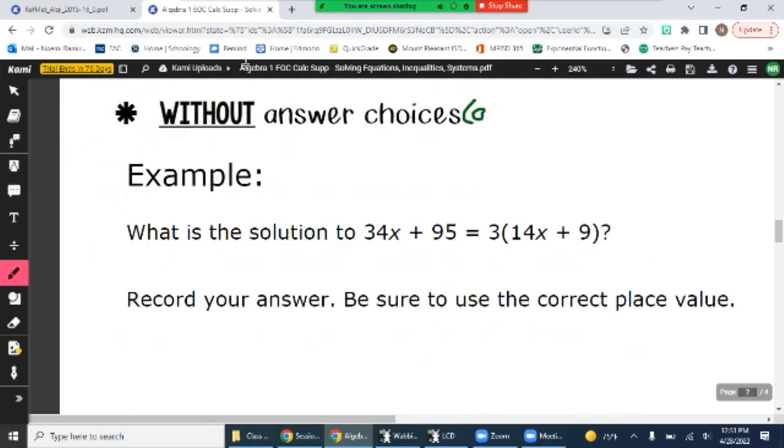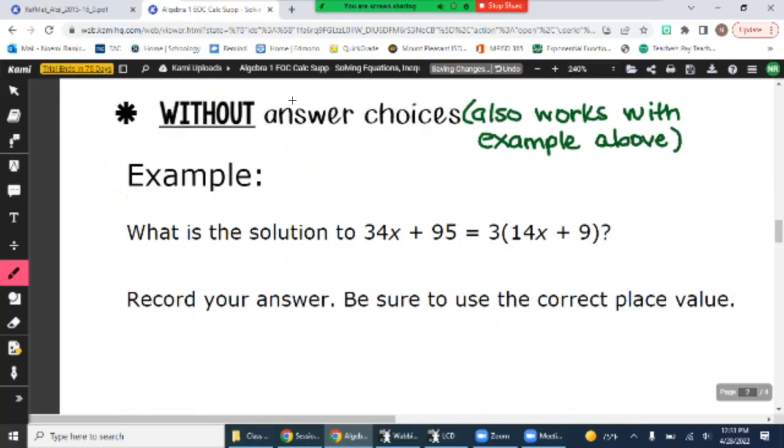So let's go ahead and write that in. This also works with the example above. The steps that we do to solve this one also work with the one that we just did, but not the other way around. Because the only way to do substitution is if you actually have an answer choice to substitute. Okay, so the steps for this one are on the next page of your foldable.